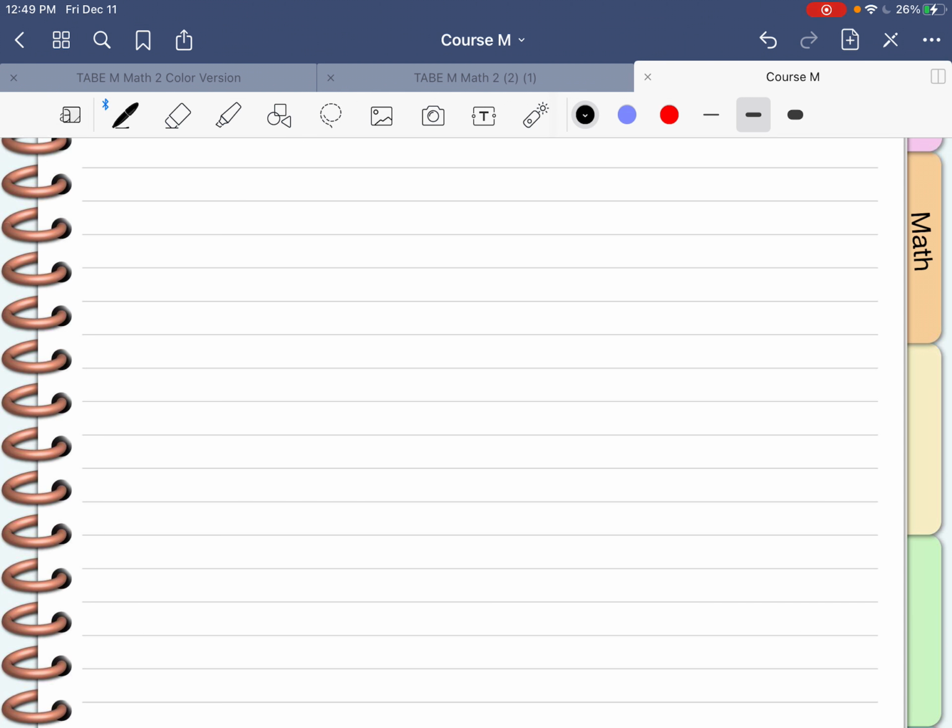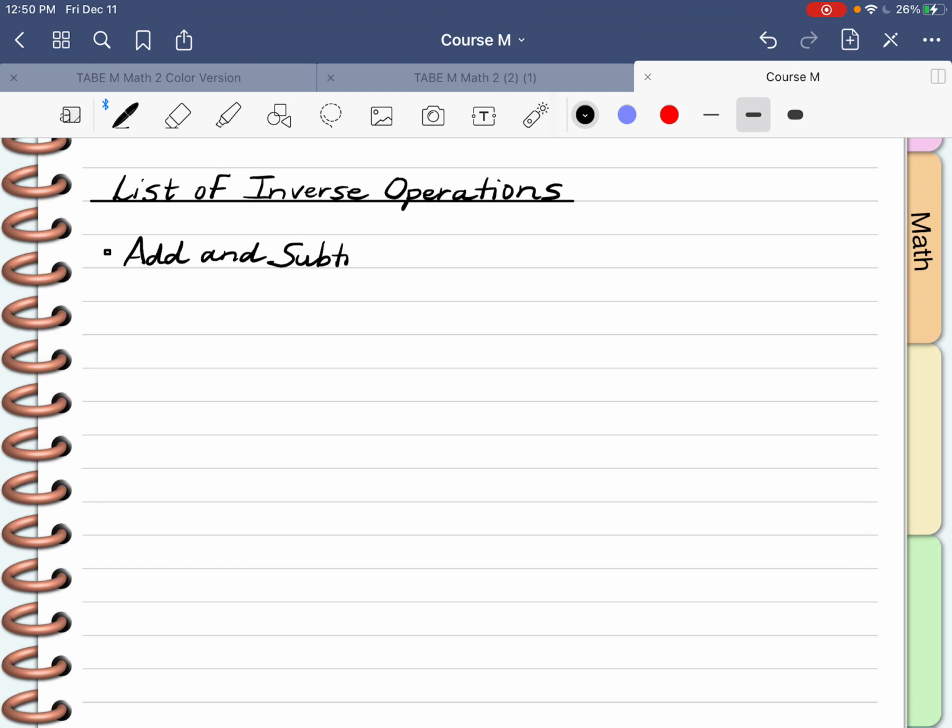Okay, I want to give you a list of inverse operations. And I'm going to give you some examples to go along with these. So the first set of inverse operations is add and subtract. Add and subtract are inverse operations. And here's the reason why.